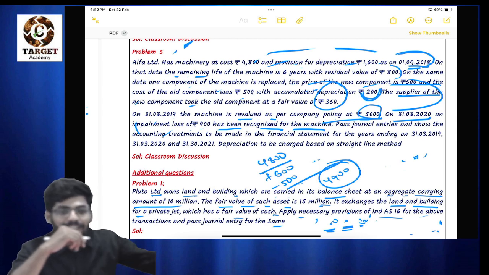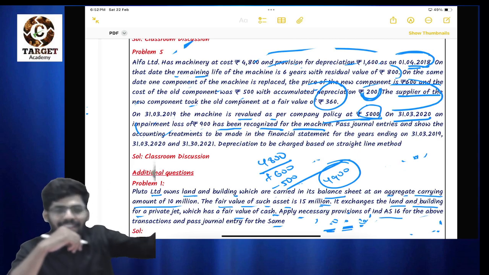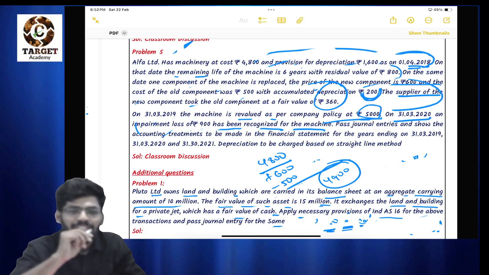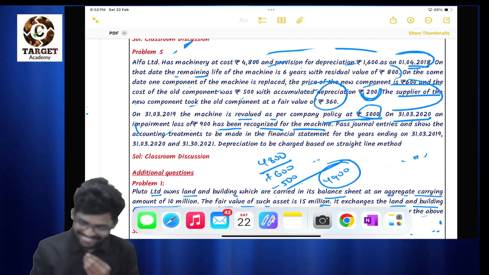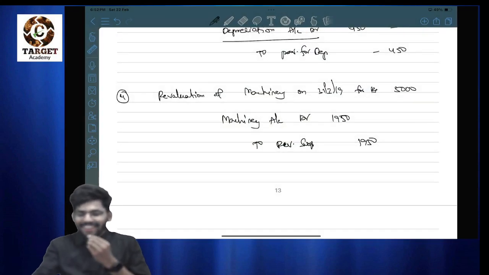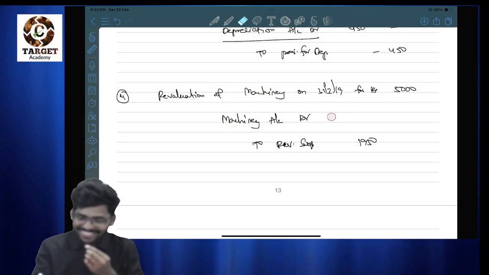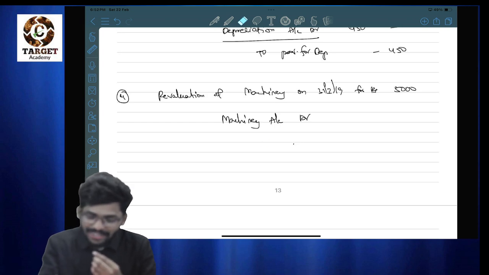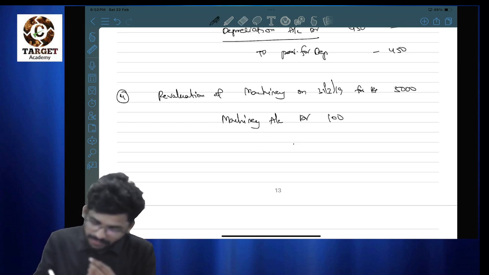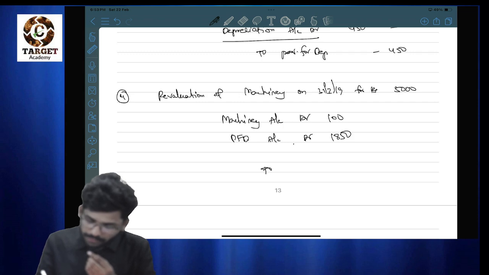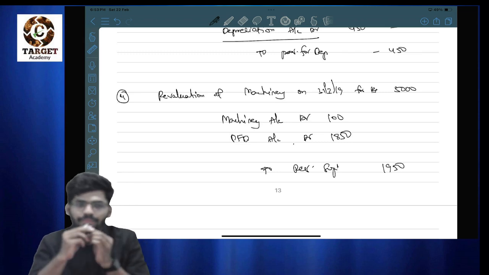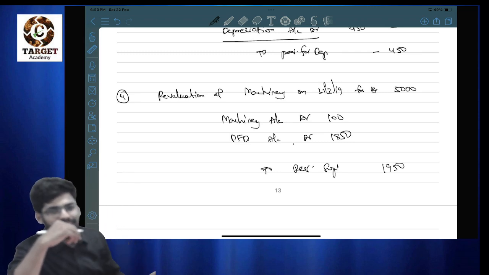Yes, up to that amount depreciation should be reversed. That is the provision for depreciation account. Now tell me the entry. Machinery account debit 100. Provision for depreciation account 1850. Revaluation surplus 1950. Is that clear?